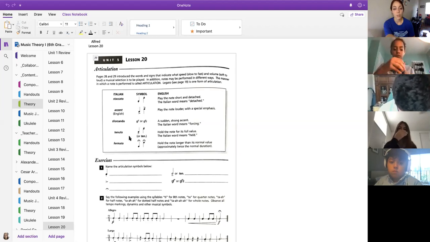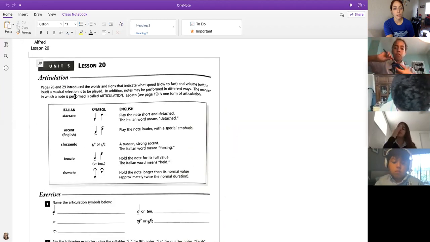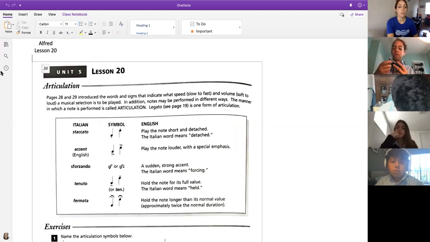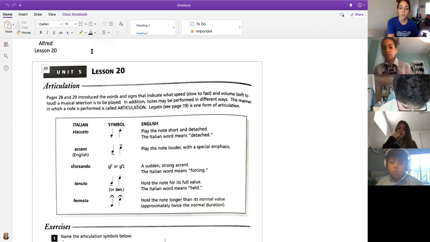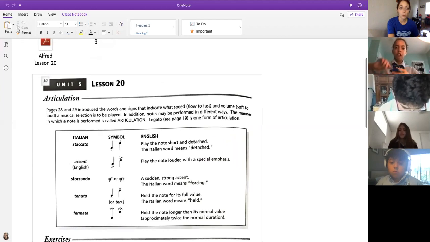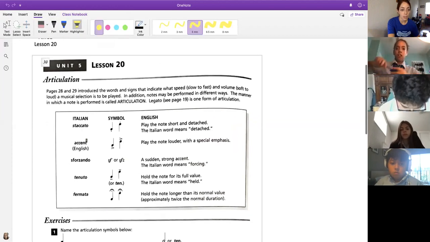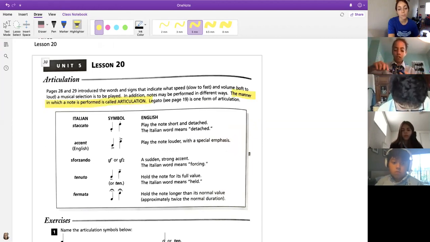So today we're going to look at another one of those things that makes music just more interesting, and this is articulation. So articulation is the way a note is performed, or the manner in which a note is performed. I can highlight, but it's not going to be very neat. So right here, articulation, the way in which a note is performed.